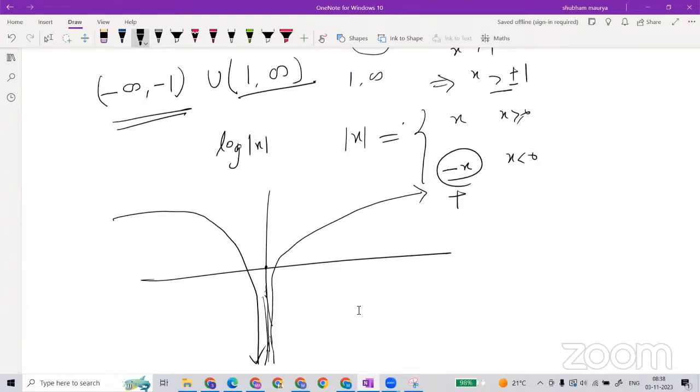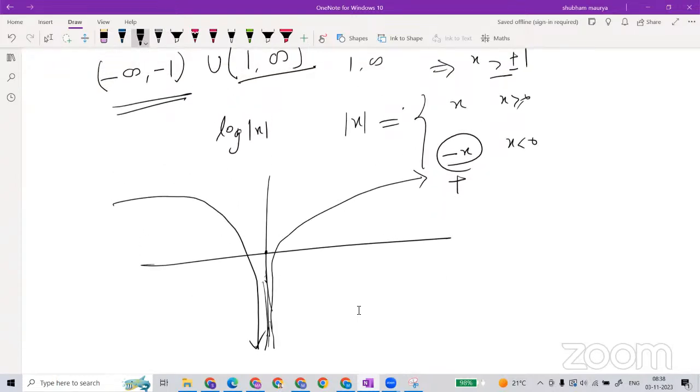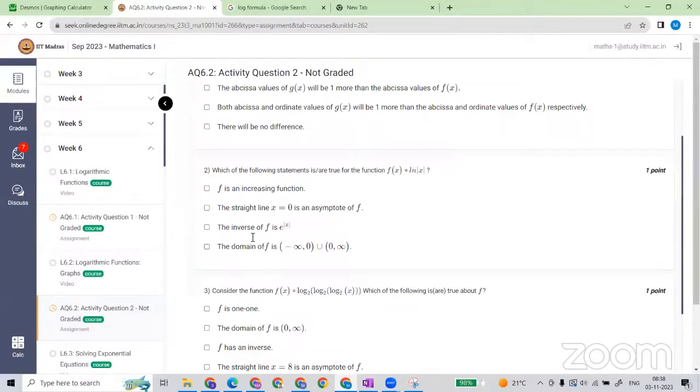Sir, in the same question, why is option C not correct? The inverse of e power mod x.